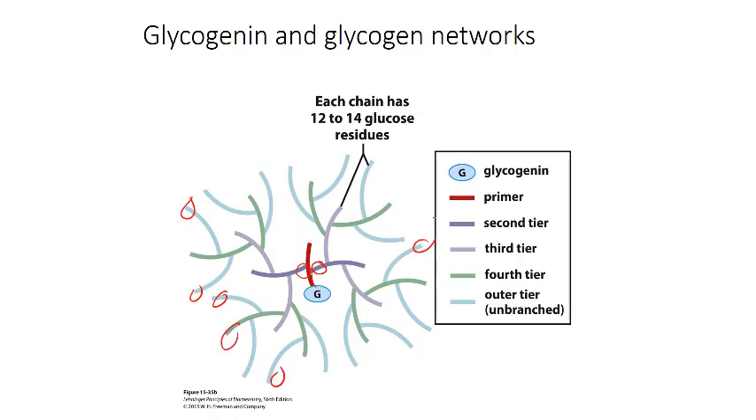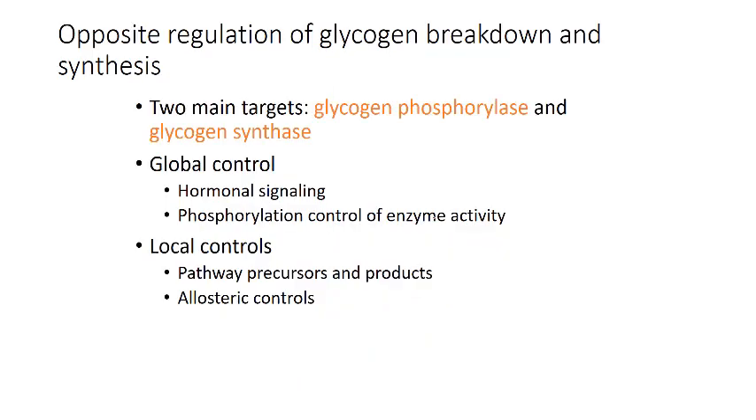And in a time of need, the body can come in and snip away at that using glycogen phosphorylase. And when there's lots of sugar hanging around, the body can then add back using glycogen synthase. So it's got a lot of ends to pull from. Now, glycogen breakdown and synthesis are regulated in opposite ways.